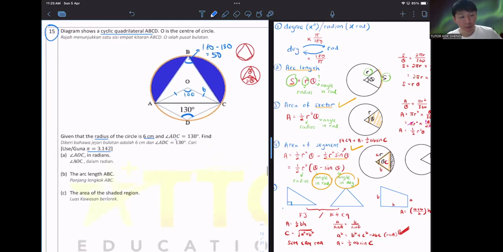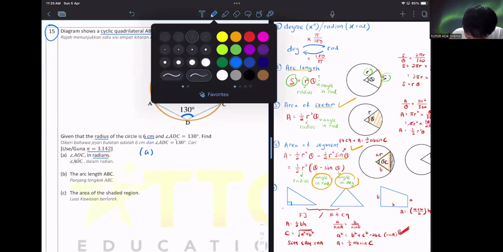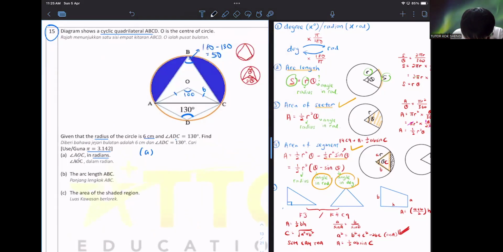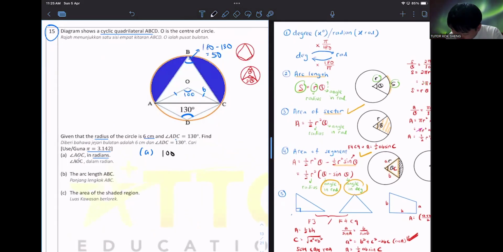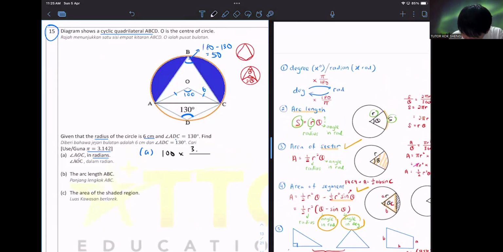Okay, back to here. First one, only 1 mark. Angle AOC in radian. AOC, yeah, set already. But then you have to convert to radian. So 100, you have to convert to radian, times pi divided by 180. The pi is 3.142.